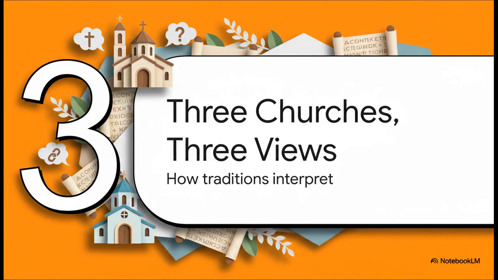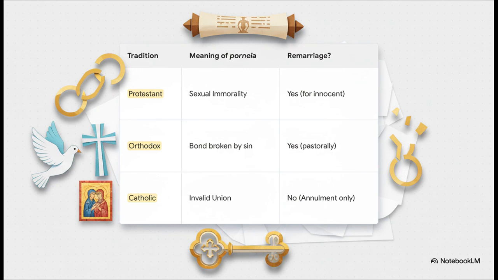Okay, so with all these clues on the table, the consistency of the other Gospels, the disciples' shock, and this super specific word choice, how has Christianity made sense of it all over the last 2,000 years? Well, it's led to 3 major and pretty distinct interpretations. So here's a quick breakdown of the 3 main views.